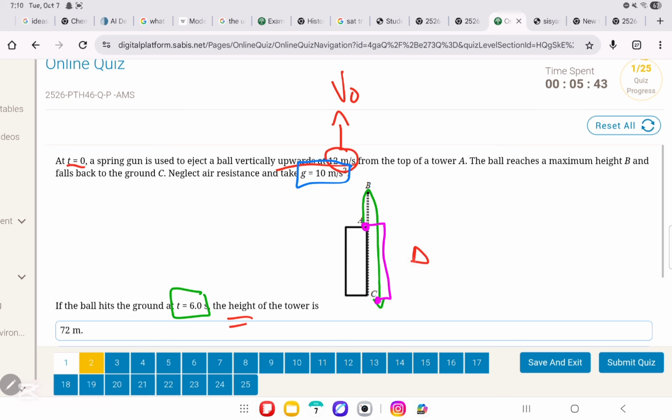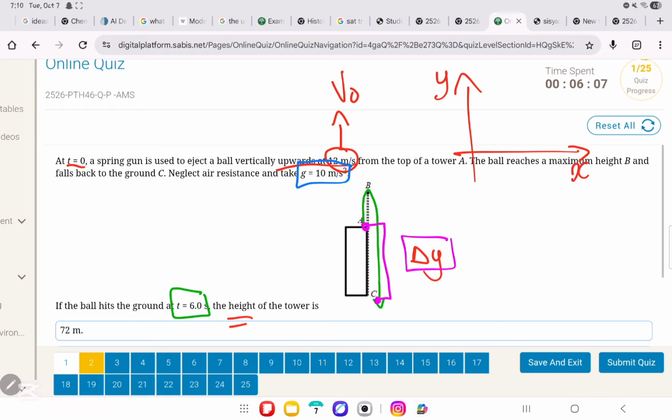And displacement in free fall is denoted by delta Y. Why is it delta Y? Because the tower is standing on the y-axis, because this is the y-axis, this is the x-axis. This is why we call it delta Y. Now, what we need to look for is the height of the tower, which is delta Y. Now, delta Y is the displacement.